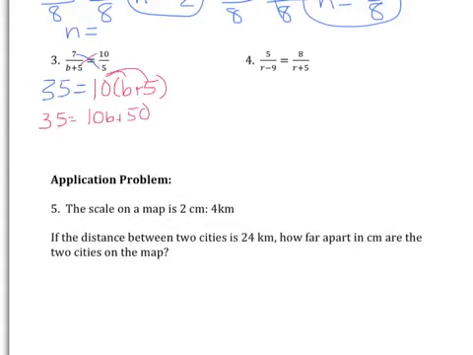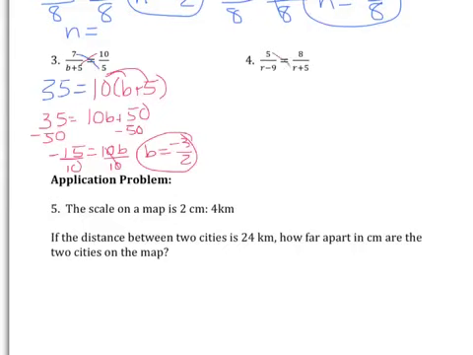Now just solving this, I have 35 equals 10b plus 50 once I distribute the 10 into the parentheses. So I subtract 50, and I end up with negative 15 equals 10b, divided by 10 on both sides, and b equals negative 3/2 once I reduce and take a 5 out of both of them. Okay, go ahead and pause the video, try number 4, and then you can play the video when you're ready to see the answer.